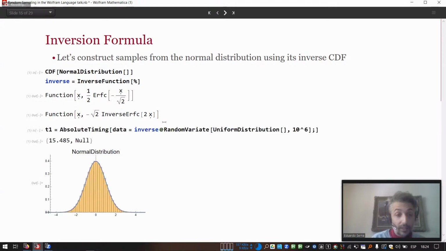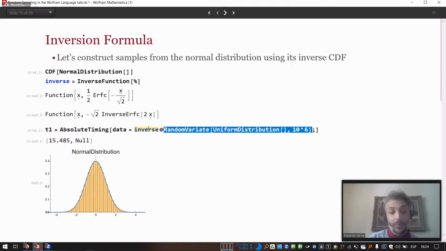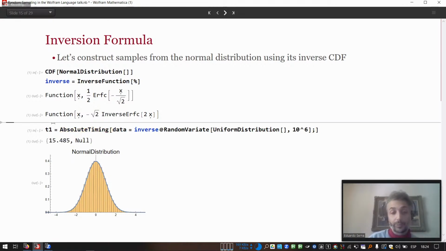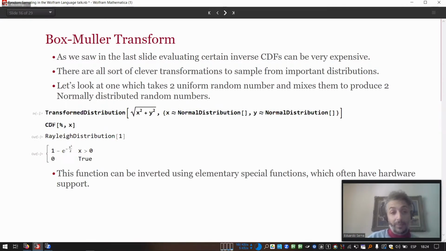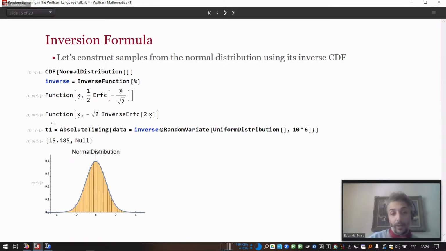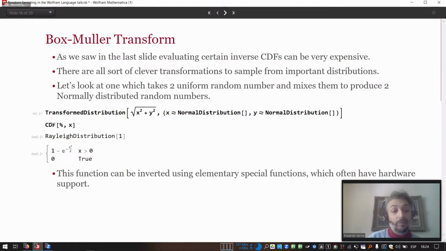And this is an issue because although we can use this inverse to apply to uniform random variates and we will get samples from the normal distribution, it's actually quite slow. This is because the inverse ERF, even though it's vectorized, is relatively slow. So as we saw in the last slide, evaluating certain inverse CDFs can be quite expensive.